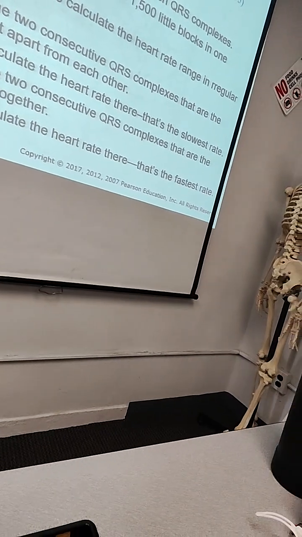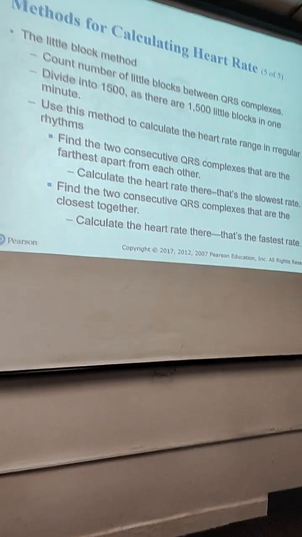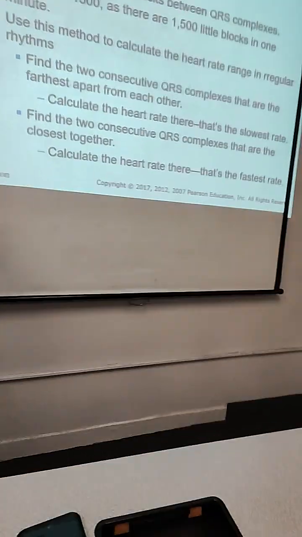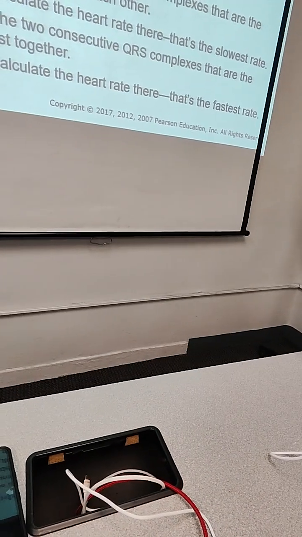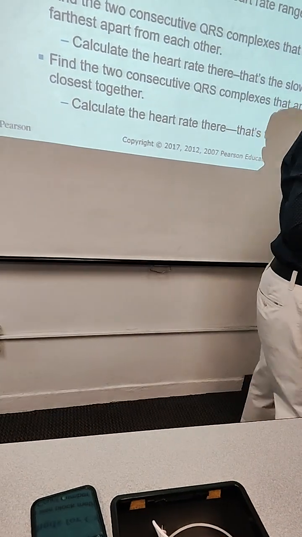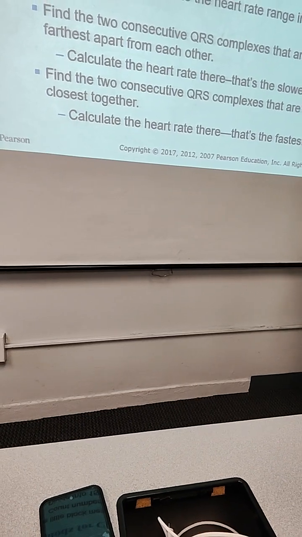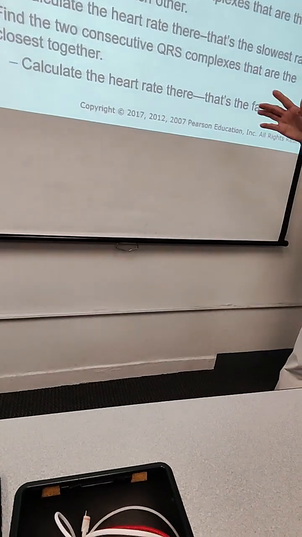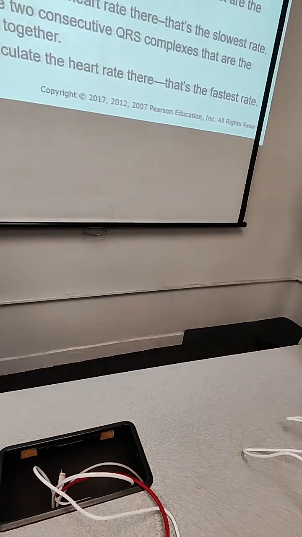So if you have a question in your exam when they ask you how many small blocks, remember they use these terms, little blocks or small blocks on an EKG. Then if it is little, small blocks, we have 1,500. How many large blocks in 1 minute? 300. And because we have 5 little blocks in each big block, we have to multiply by 300, and then we have 1,500.